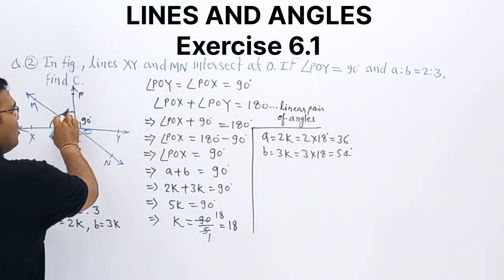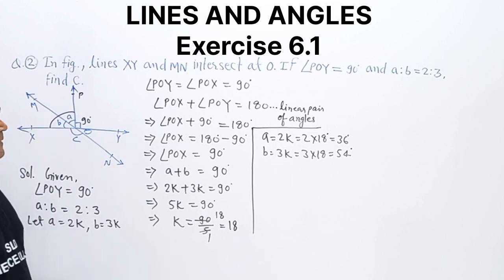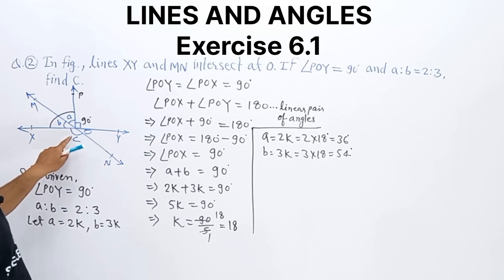It means A is 36 degrees and B is 54 degrees we are getting. Clear? Now our task is to find this angle C, XON, this angle we want.